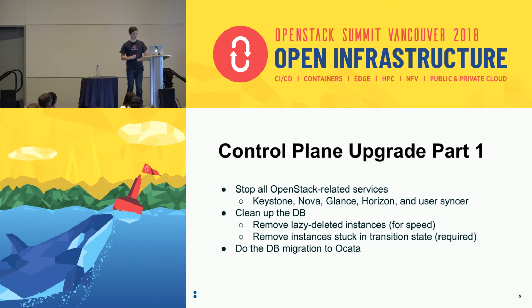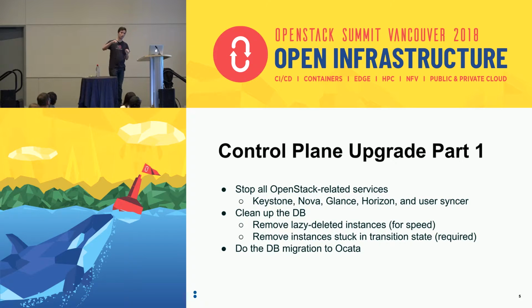So you run your DB migration and it fails because you haven't cleaned up the DB yet. If there are Nova instances stuck in a transitioning state, the DB migration will just fail. So you have to go in first and clean up those instances stuck in the transitioning state, or else it will fail.